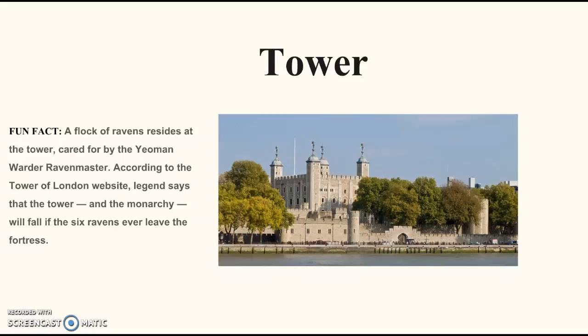The tower has been besieged many times, and controlling the tower was an important part of controlling the country. The castle is made up of 3 wards, or enclosures, where the earliest one is where the White Tower stands. The White Tower, which was often the strongest part of the medieval castle, contained lodgings suitable for the lord, which in this case was the king.